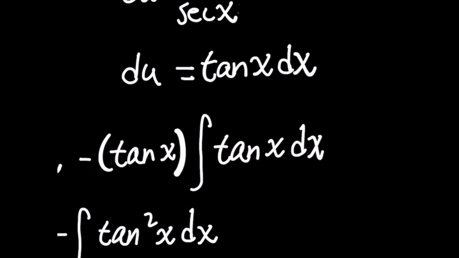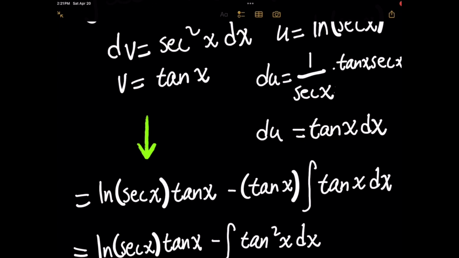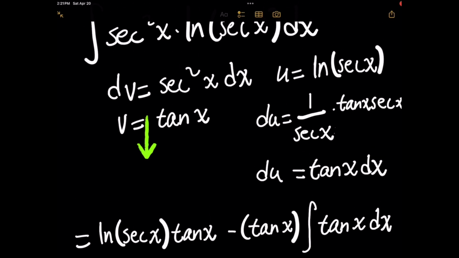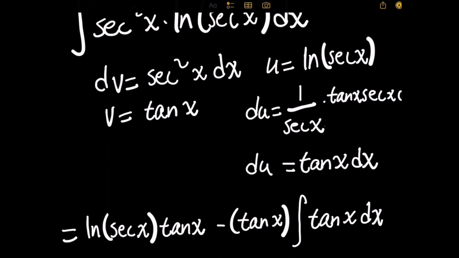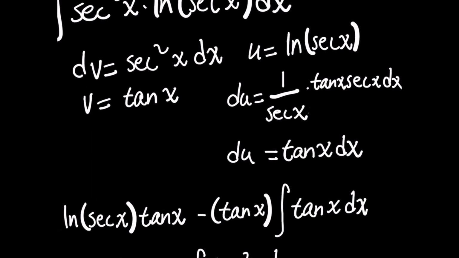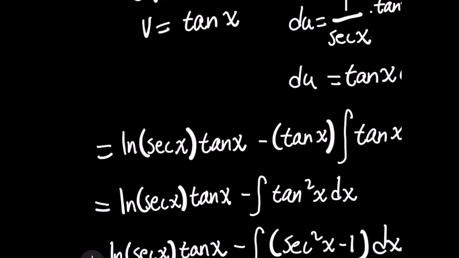So now doing integration by parts, you've got uv, so natural log of secant of x times tangent of x minus integral of v du. And I always put v in parentheses just to make sure that my minus signs and plus signs are distributed properly. So tangent of x will be your v times the integral of du, which will be tangent of x dx. So the right-hand side, we can distribute that minus tangent x through, and we're going to end up with this minus integral of tangent squared of x dx.